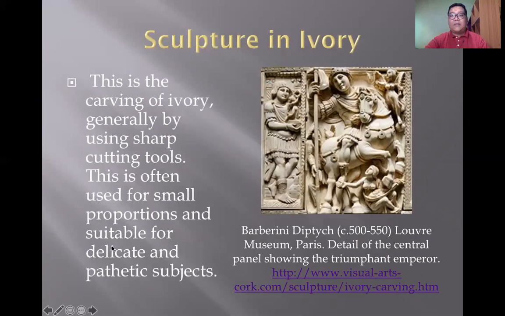And then we also have the sculpture in ivory. This is the carving of ivory, generally by using sharp cutting tools. This is often used for small proportions only. Usually, it's just for small images, okay, because this one is very delicate. The material that is used in ivory sculpture is delicate. So, this is an example of a sculpture in ivory.